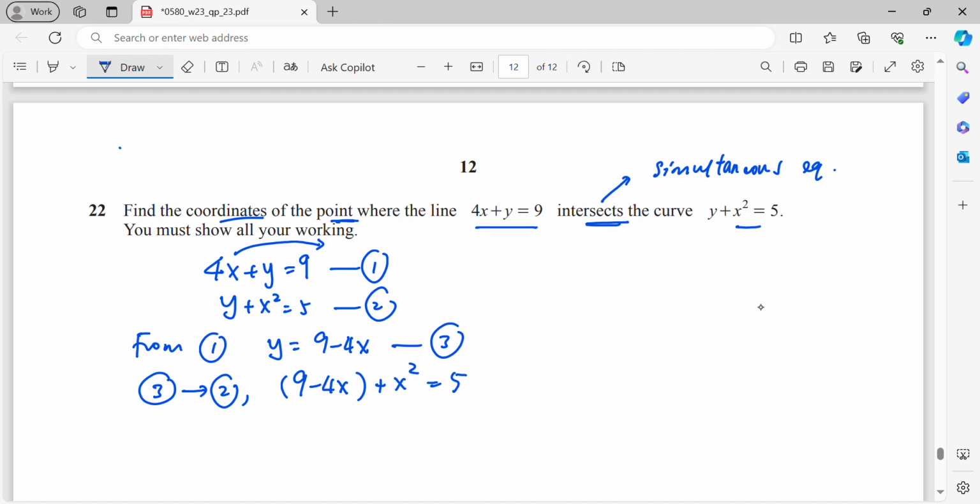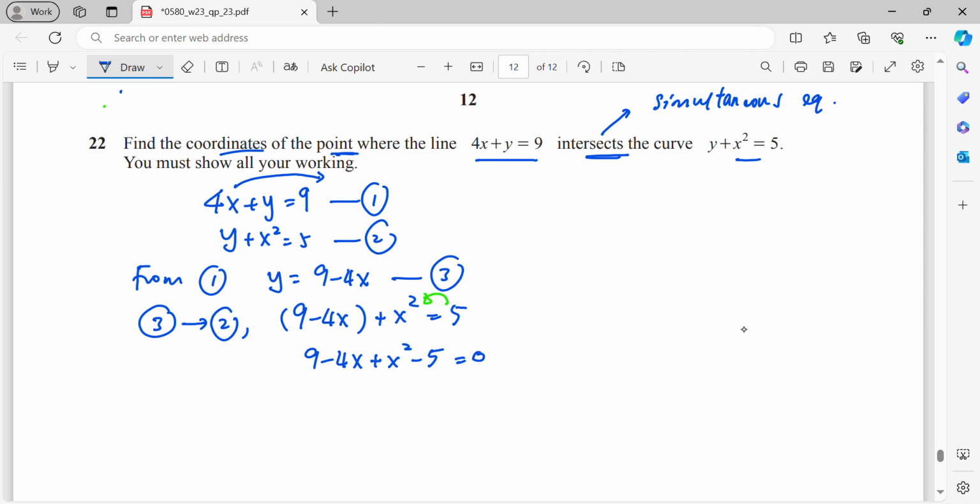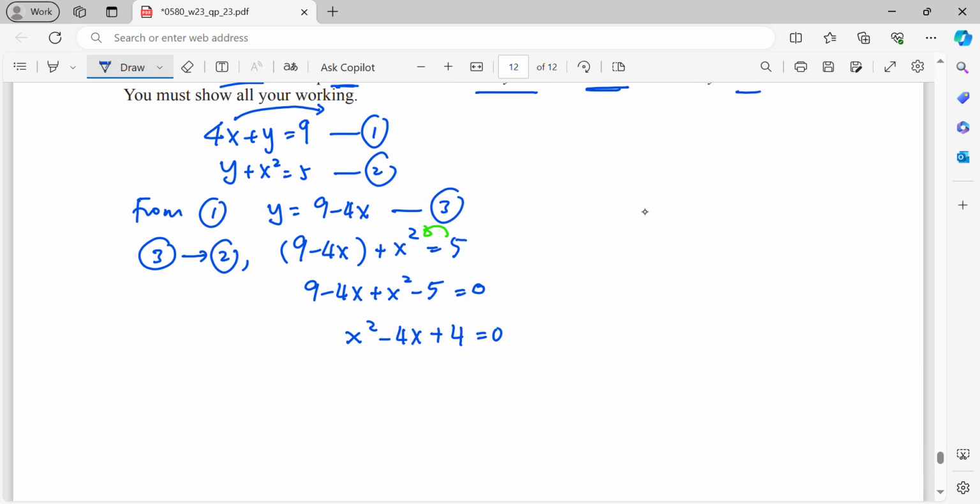Then from here, I move all the terms to the left side because I get a positive x squared on the left side. So I will get 9 minus 4x plus x squared minus 5 equals 0. When we simplify this, I will get x squared minus 4x, and 9 minus 5 will be plus 4, equals 0. Now you must show all your working. For this case, you can use the quadratic formula, or you can factorize directly. Probably I will use the quadratic formula.